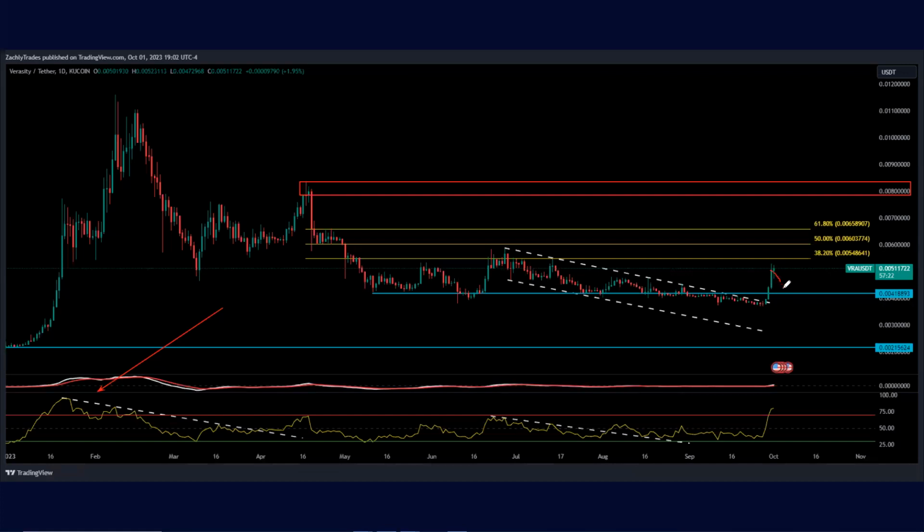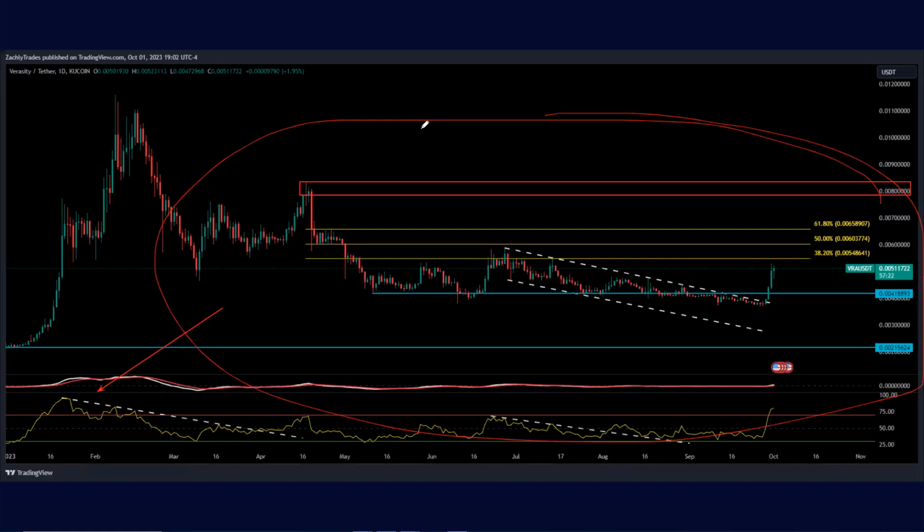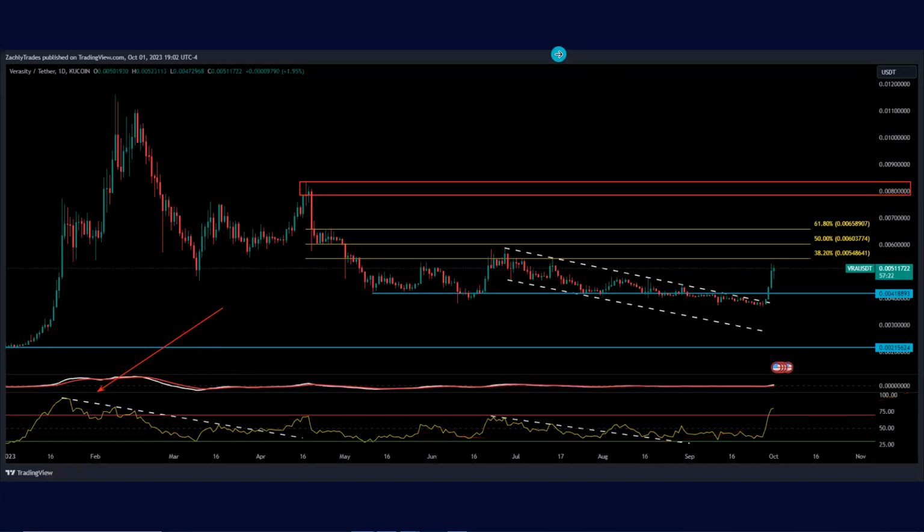Now, if we do pull back, we want to look for a retest of our 0.00418893. If we pull back, retest off of that area, that could be another signal and another sign that buyers are trying to step in and push the price up higher for Verasity. Now, it's moving really quickly right now. It's looking good. We're going to see if we can keep this momentum up.